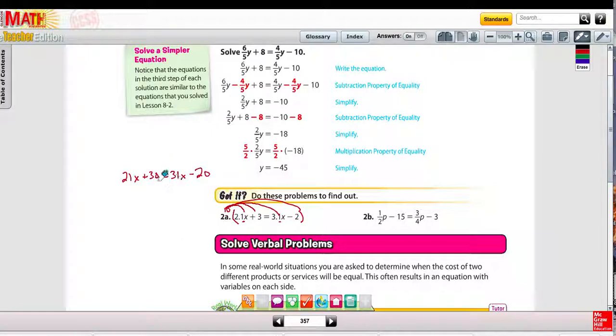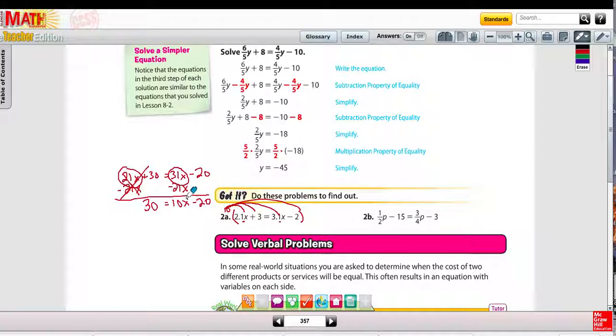Okay? I have variables on the left and the right. It doesn't matter if you get them to the left or to the right. I'm going to subtract 21x from both sides. Why? It just leaves me with a positive number here. 21x minus 21x is 0, leaving me 30 equals 31x minus 21x, which is 10x minus 20.